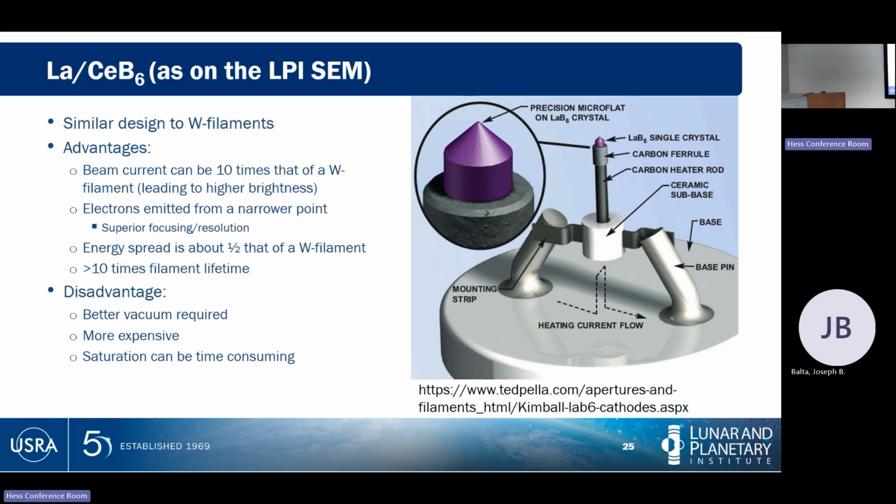It requires a better vacuum to operate. It's more expensive, and it can take a while for these to heat up. Tungsten filaments heat up a little more quickly than these and reach saturation where they're just fluxing electrons off of them at a more reasonable rate.